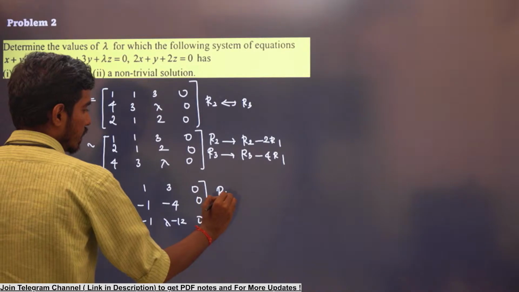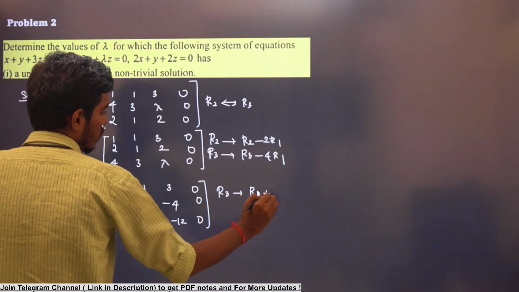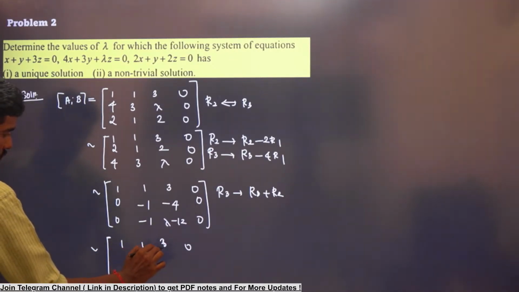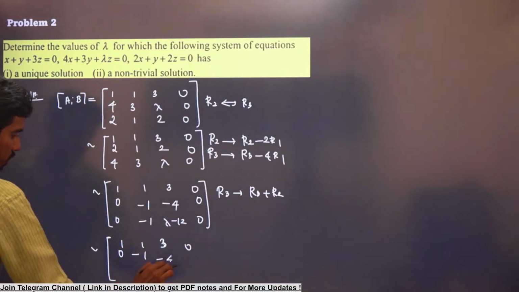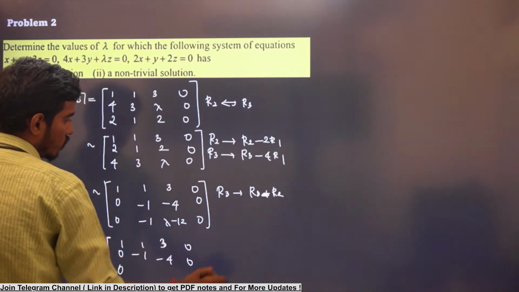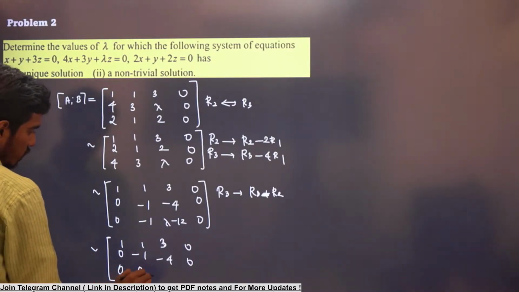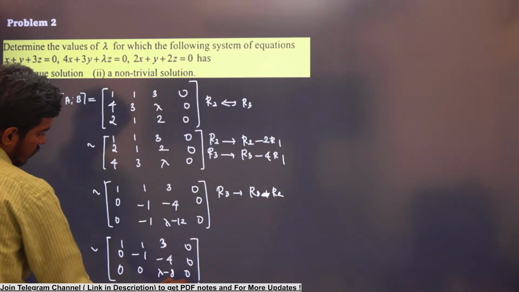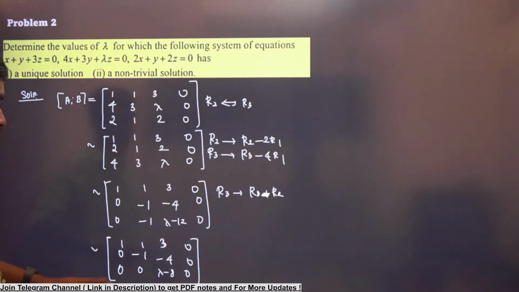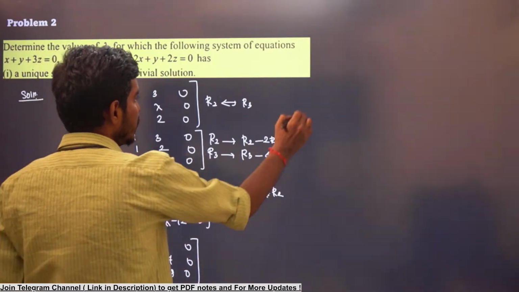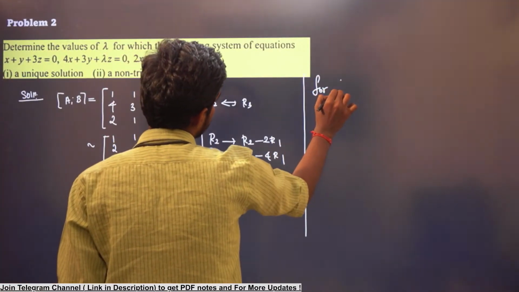Now R3 is transformed to R3 plus R2. So this is equivalent to 1, 1, 3, 0; 0, minus 1, minus 4, 0. Sorry, R3 minus R2. This will be lambda minus 8, right? Just subtract: minus 1 plus 1 will be 0, and lambda minus 12 plus 4 is lambda minus 8.